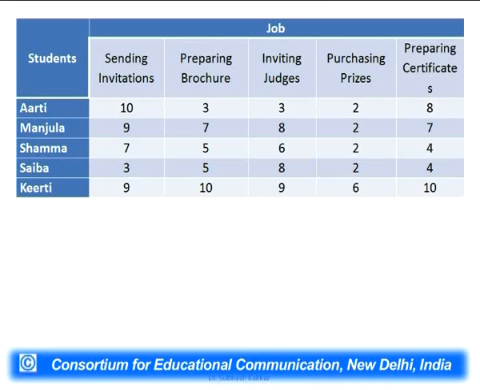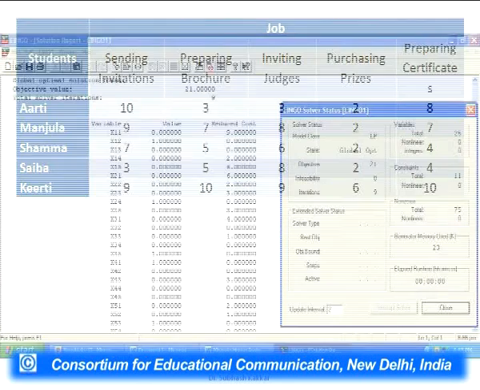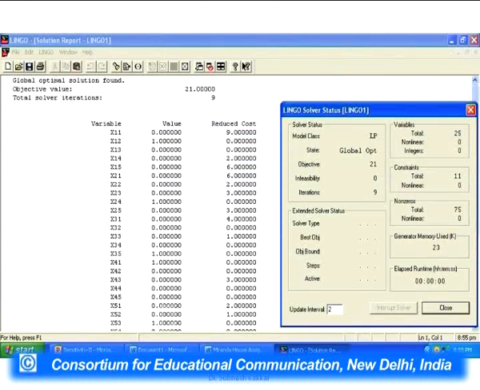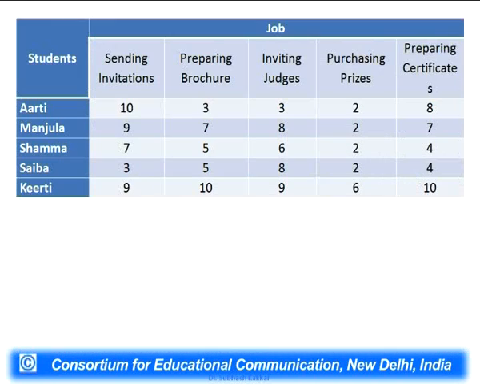So, this is our initial table, and now we have found the solution, and according to the variables, we have selected the variables with respect to the first student, second student, third, fourth and fifth, and the names are written here, names of the students who are the members of the committee: Arati, Manjula, Shama, Saiba and Kirti. Now, we will assign the jobs from the software output. This was the software output, and from here we will pick up the answers and go to our first table and assign the jobs.